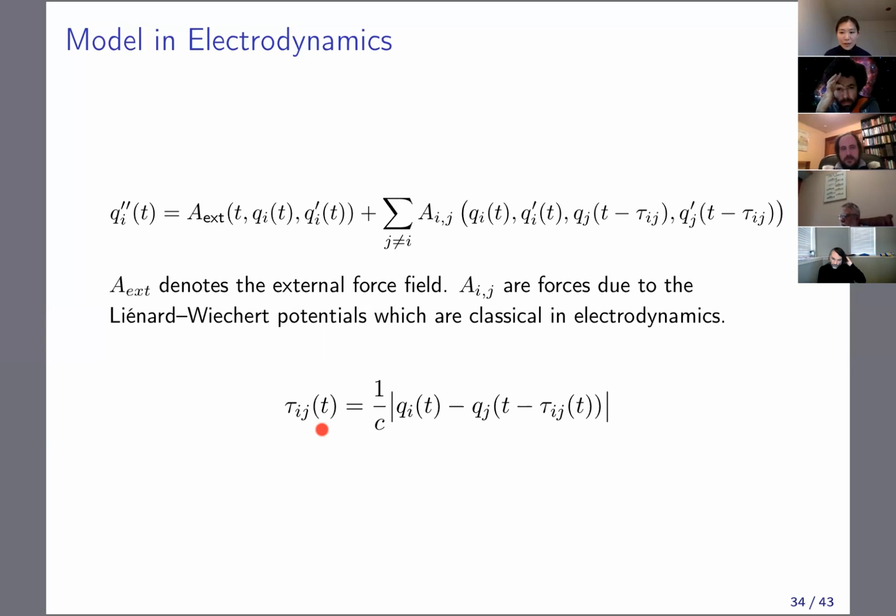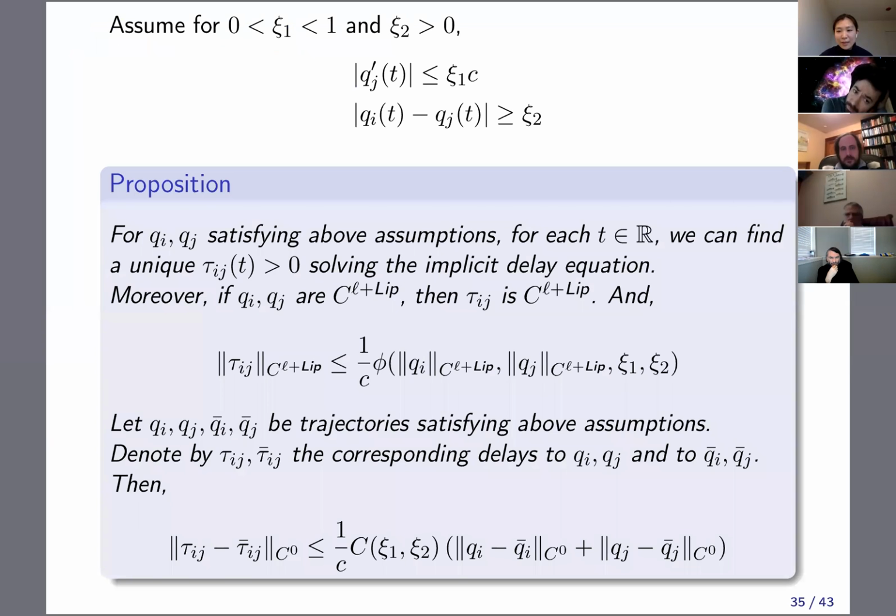So now what we are going to do is consider the positions and velocities of all the particles, and then use the results of the small delay. We have to show that the delay term tau ij satisfies the assumptions we made on the delay term in the case of these small delays. So in order to do that, we have to make two assumptions on the trajectories. The first one is that the speed of a particle cannot reach the speed of light. The second one says that there are no collisions.